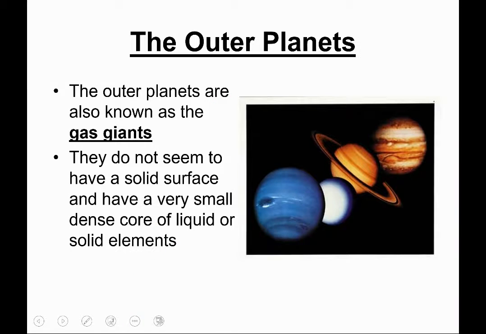And then we got the outer planets. Outer planets are known as the gas giants. Guess what? They are mostly in a gaseous state. They don't have a solid surface. They supposedly have a small, dense core of liquid or solid elements, but that would be way in the middle, way in there.